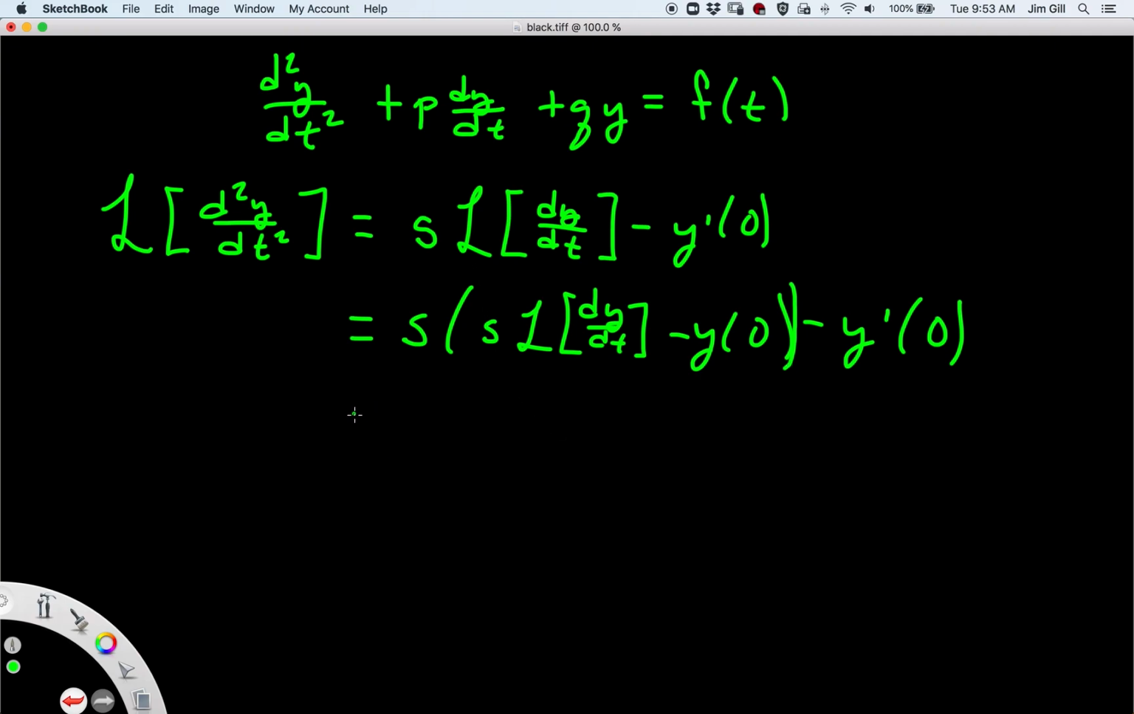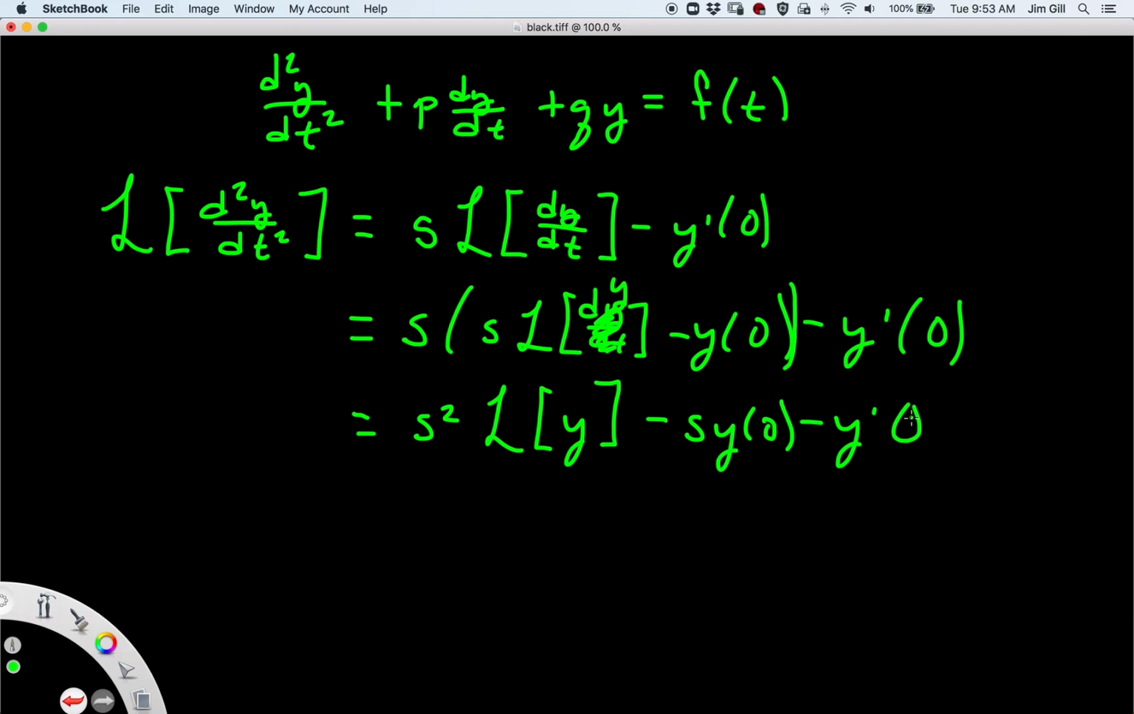And let's gather our like terms so we know what we've got here. We've got a total of s squared Laplace transforms. Oops, this should be a y. S squared Laplace transforms of y minus s times y's value at 0 minus y prime's value at 0. And you'll see these are the initial conditions that we have for second order equations, y at 0 and y prime at 0 usually. Okay, so that's a start to figure out what's going to go on here.